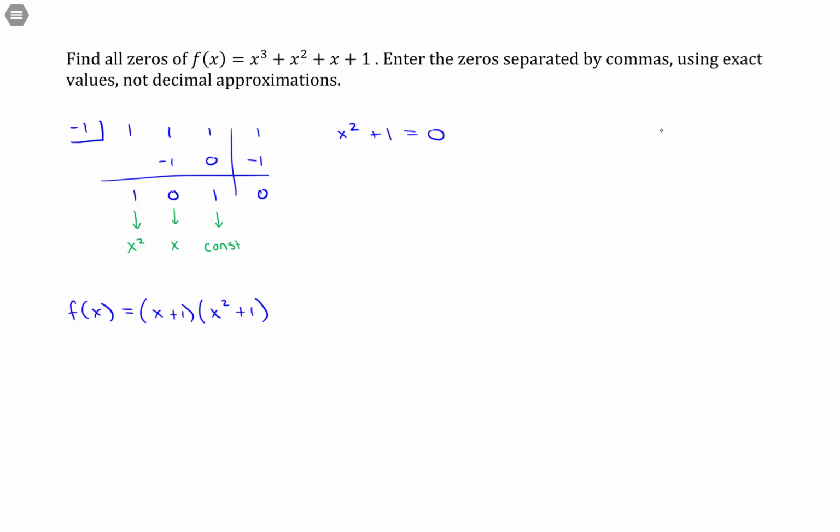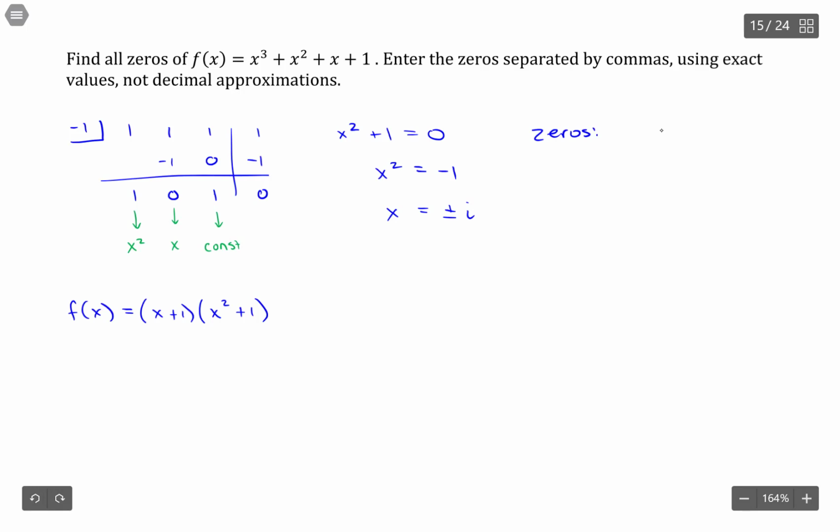Since there's no linear term, I'll just move the 1 to the other side and take the square root of both sides. And the square root of -1 is, of course, i. So there's my remaining zeros. So all of my zeros here are -1 and plus or minus i.